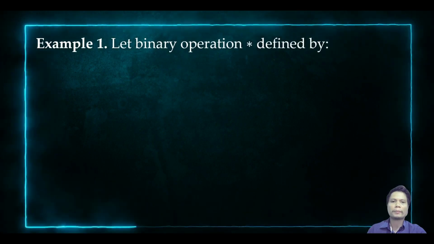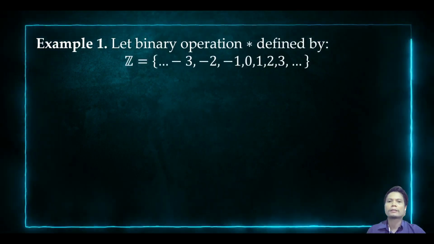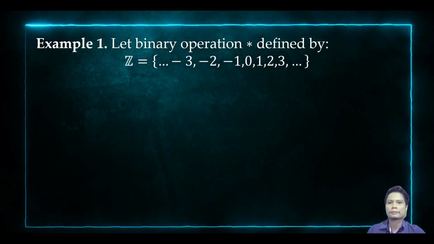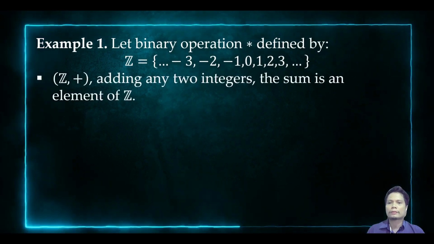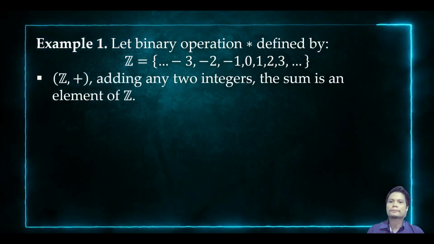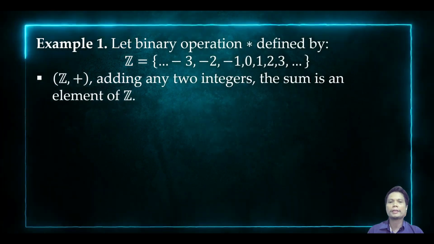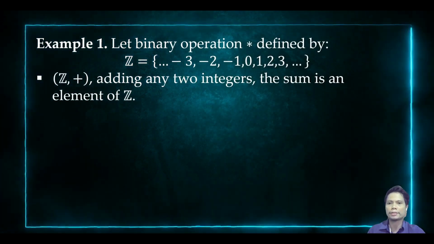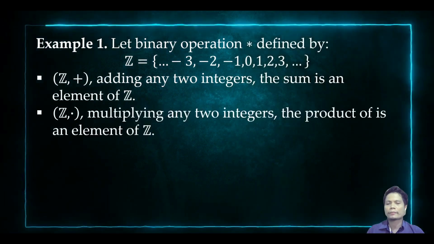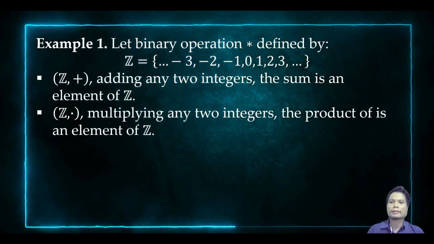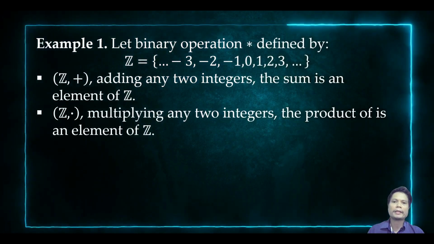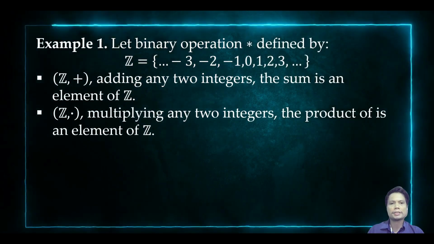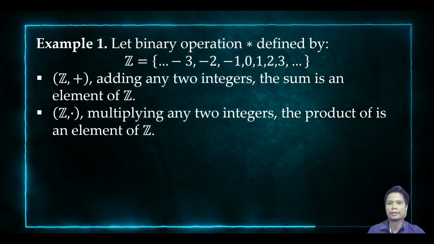Let the binary operation be defined on the integers. Integers under addition: adding any two integers, the sum is an element of the integers. Integers under multiplication: multiplying any two integers, the product is an element of the integers.